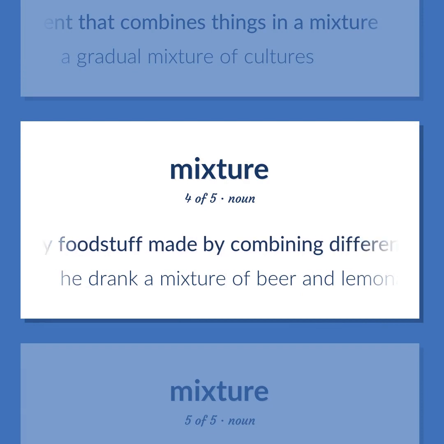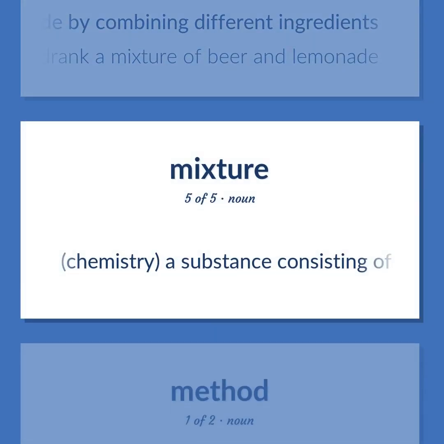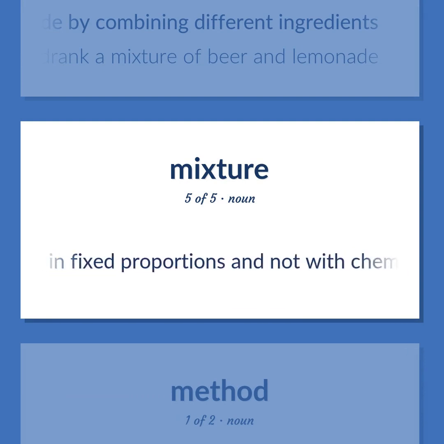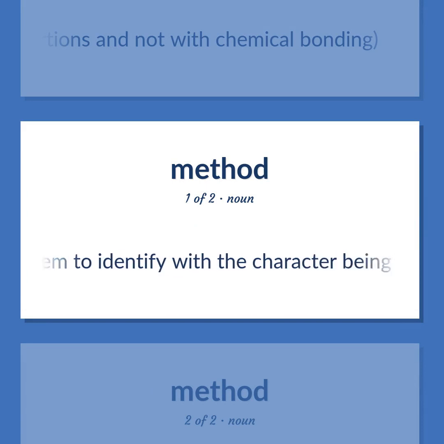Any foodstuff made by combining different ingredients. He drank a mixture of beer and lemonade. Chemistry. A substance consisting of 2 or more substances mixed together, not in fixed proportions and not with chemical bonding. An acting technique introduced by Stanislavski in which the actor recalls emotions or reactions from his or her own life and uses them to identify with the character being portrayed.